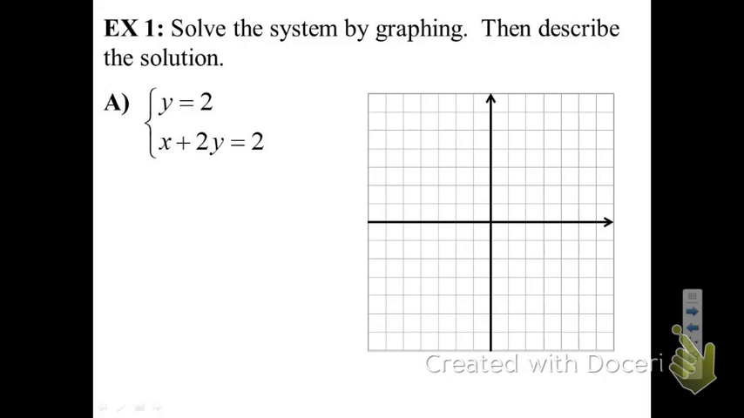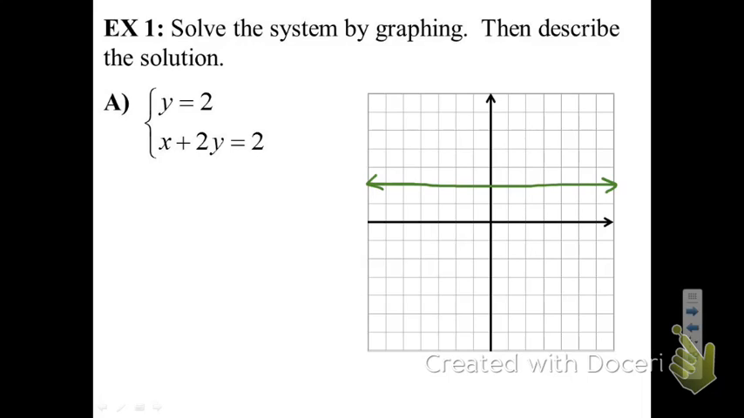So here's our first example. We're going to graph and then decide what the solution is. With this one, because we have y all by itself on the first line, we will go ahead and graph up 2. And because it's just y, every value of y has to be 2. So that first one has been graphed.